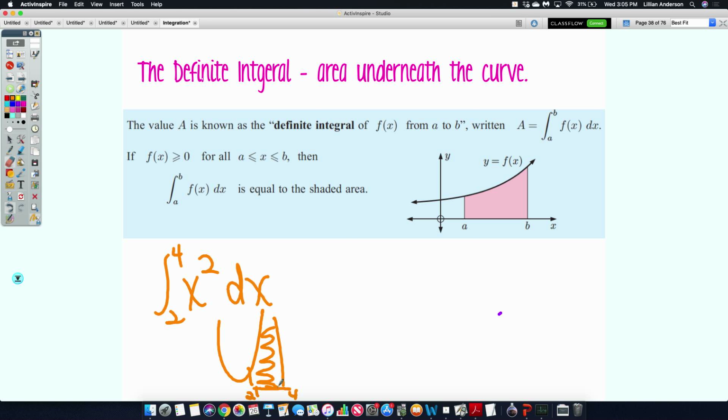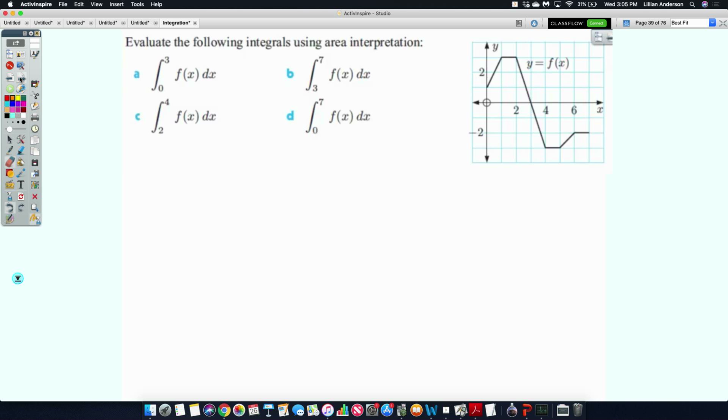Now, algebraically, this can be done if the shape is made of geometric shapes like trapezoids, triangles and rectangles. We did do this back in the past. Here, from 0 to 3 of your function, it's basically asking you to find the area underneath the curve, which is this shape right here. What kind of shape is that? Trapezoid? No, we got five sides. It's a pentagon. How do you find the area of a pentagon?